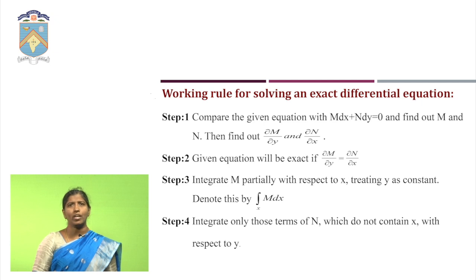So, the given equation will be exact if ∂M/∂y = ∂N/∂x. Then integrate M partially with respect to x, treating y as constant. Then we will be denoting it as the integral over x of M dx. And then we will be integrating only those terms of N which do not contain x. We will be having N, but we will be integrating those terms which do not have x, with respect to y.